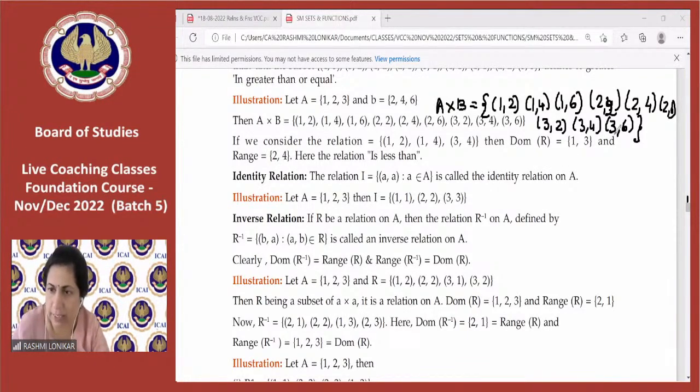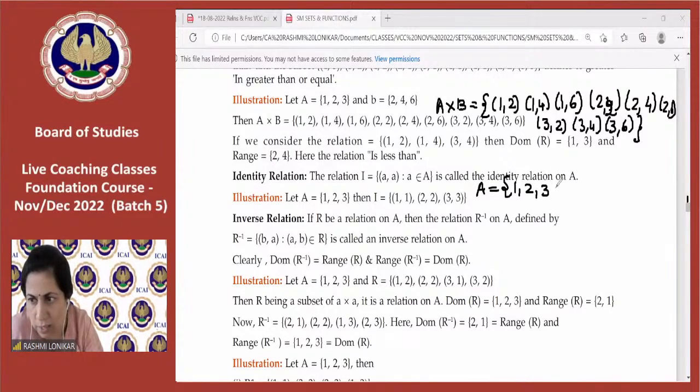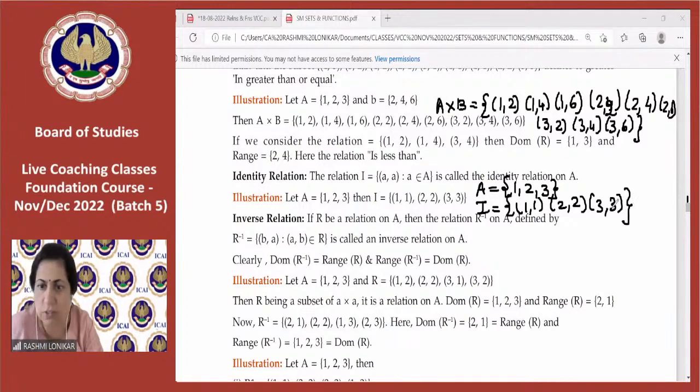Now we are taking an example of the identity function. As we talked about, if I have the set A equal to 1, 2, 3, then the identity function will be equal to 1,1; 2,2 and 3,3. This will be the identity function. Inverse function, we have just now calculated inverse function, right?